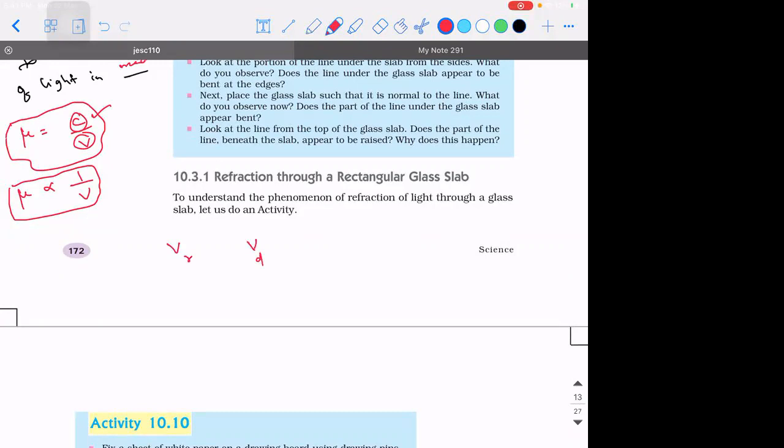Now, I have the speed of light in rarer medium and the speed of light in denser medium. Which side should I put the greater than symbol? Towards the rarer medium, the speed is faster. Right. Now, the refractive index of rarer medium and the refractive index of denser medium. Which side should I put the greater than symbol? Towards the denser medium. Did you understand why this is coming? Good. This is the reason why we say the refractive index of the denser medium is greater than the refractive index of the rarer medium. Clear?